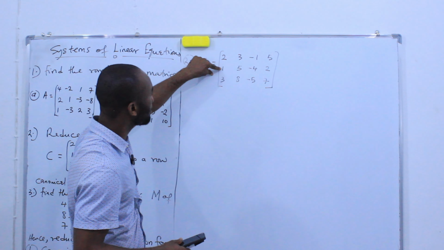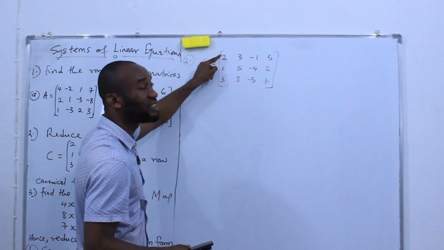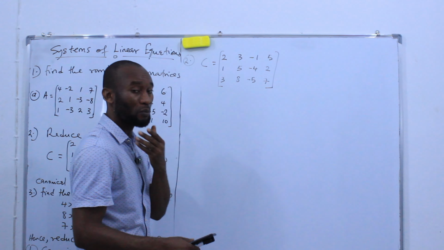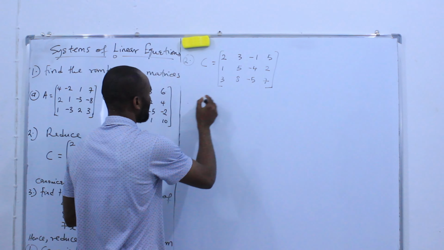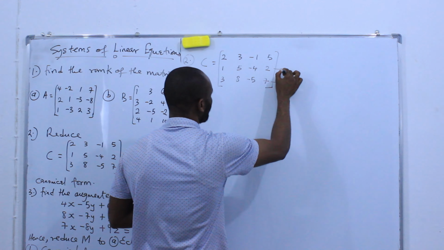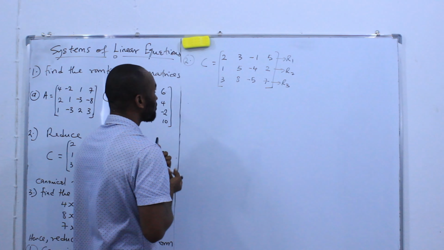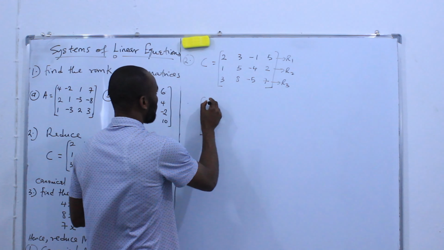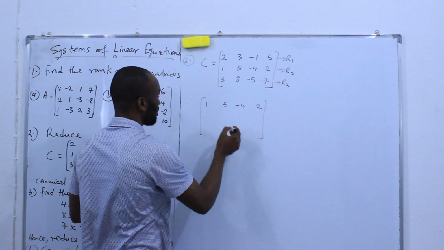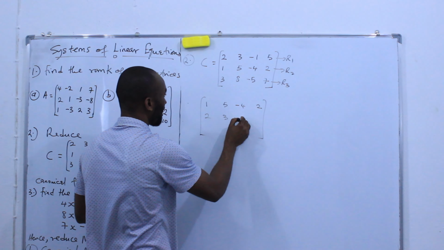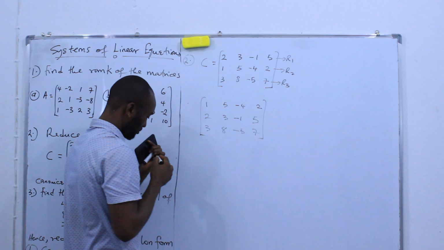Looking at the matrix, I would like the second row to come up and the first row to come down so that we have a leading one up there, so that we can make the other entries under it zero. So the first operation there is to swap. This is row 3, row 2, and row 1. So the first operation here is to swap the rows. We have 1, 5, minus 4, 2. Here we have 2, 3, minus 1, 5. And then 3, 8, minus 5, 7.